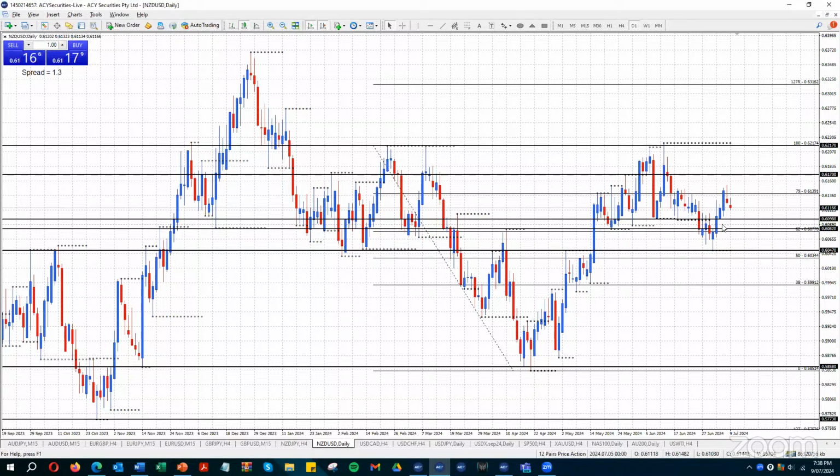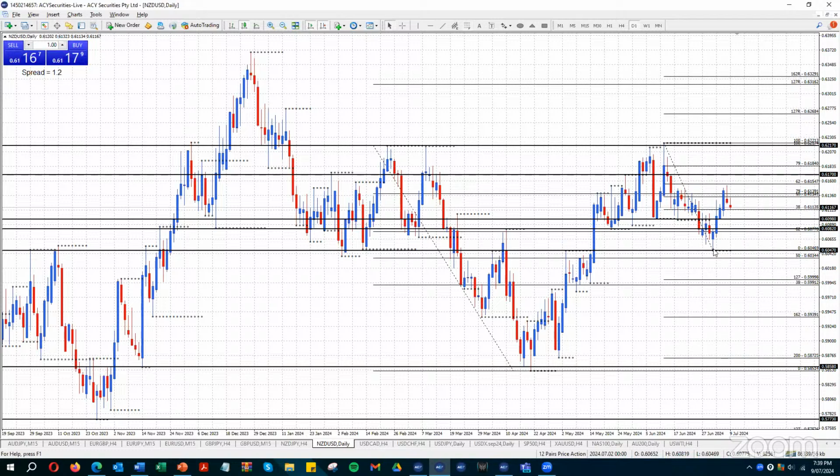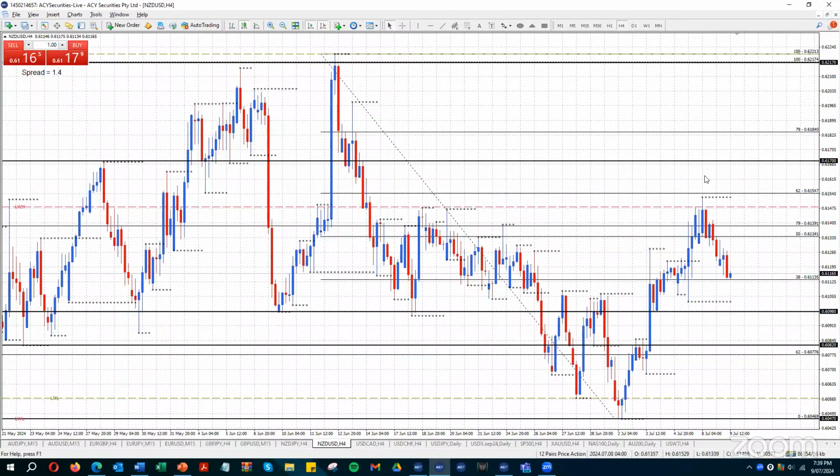In fact, we've just come back up to 79% of this range and of last month's range. We're about a pip short of the 62 level. Just going to move to the 4-hour chart. Right, a pip short of the 62.